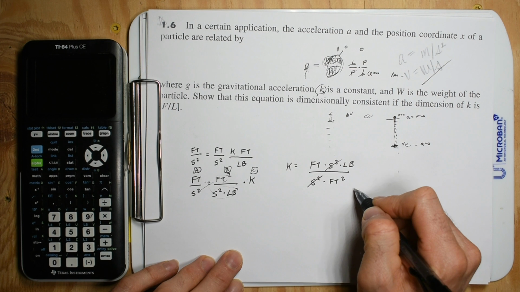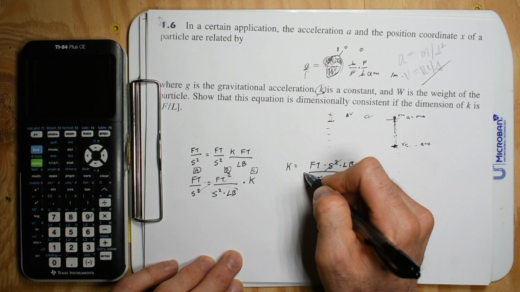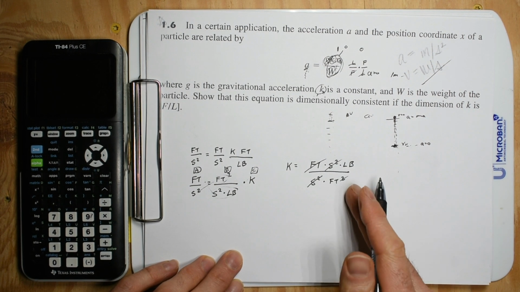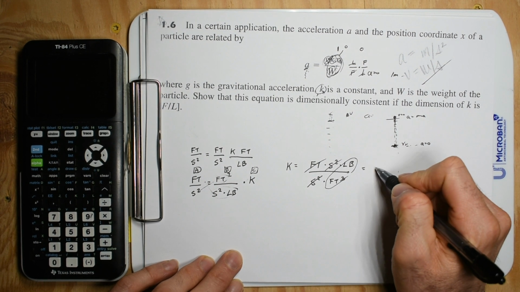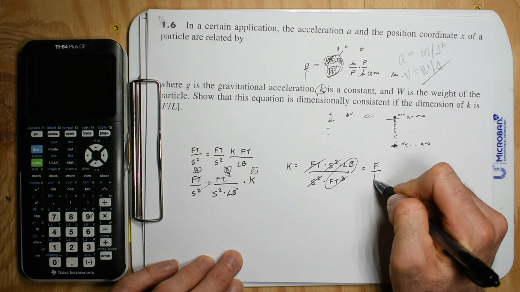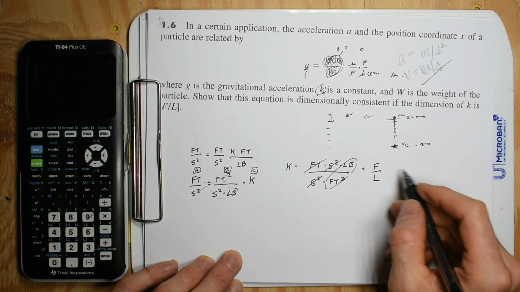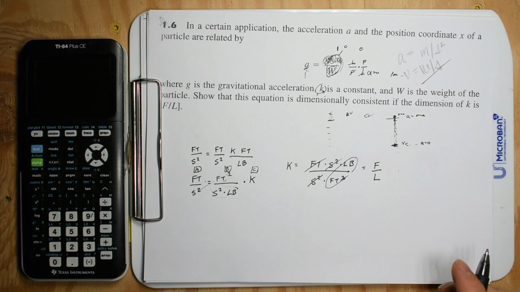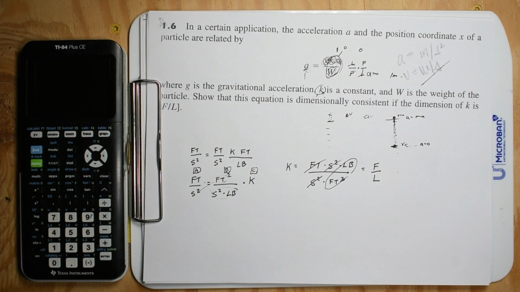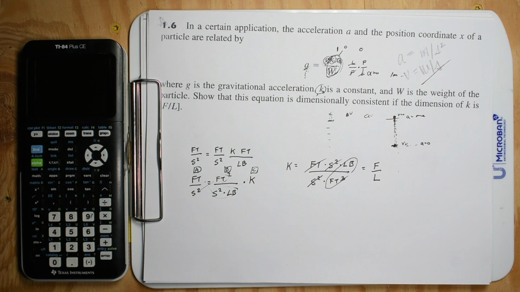Seconds cancel. There's 2 of these feet, there's 1. So this foot cancels, that gets rid of that. And now you're left with pounds, feet. And in general, that's going to be force over length. Isn't that what we got? That's exactly what we got. So we're kind of done. And we can make this a short video, but we're going to do one more thing.